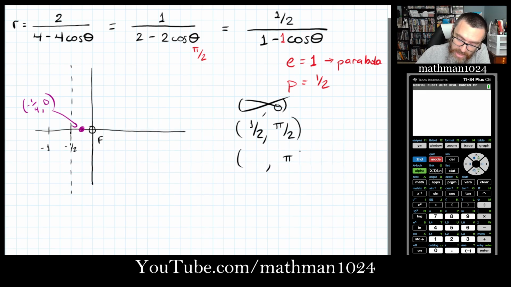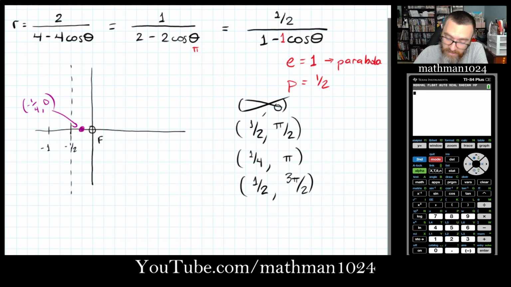If I plug in pi, so plugging in pi means that I would have 2 plus 2, which would make that 1/4, so that's going to give me 1/4. And if I were to do, say, 3 pi over 2, just to make sure I feel really good about my graph, that's going to give me another 0 here for cosine, so that's going to give me 1/2 again. All right, so let's plot these points and see what it gives us.